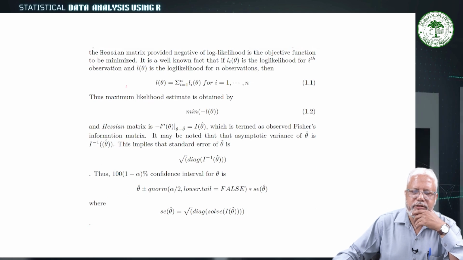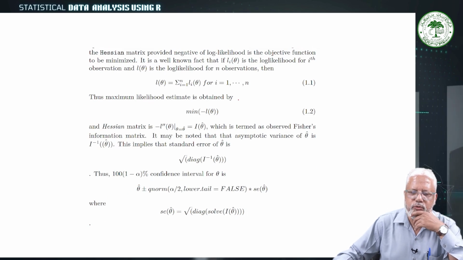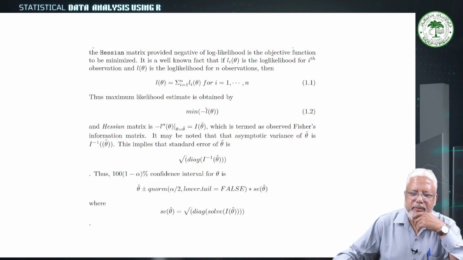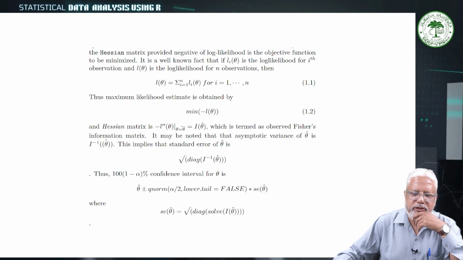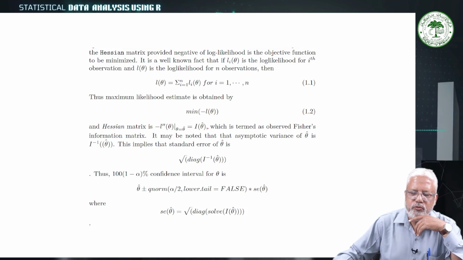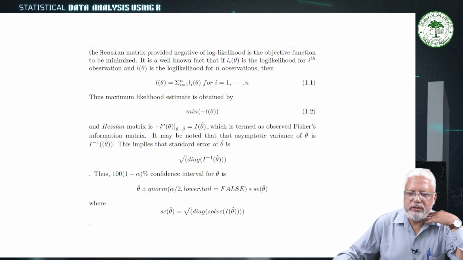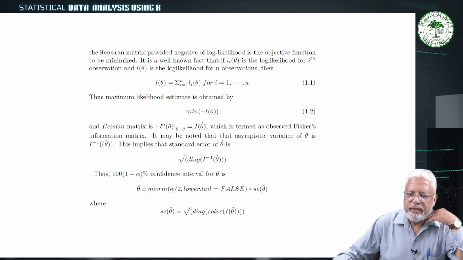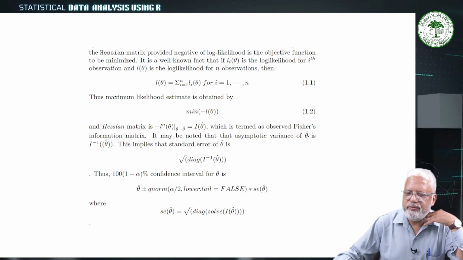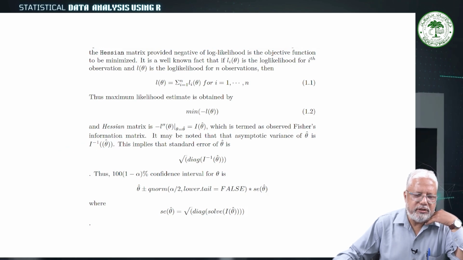Here L theta is the likelihood function. The maximum likelihood estimate is obtained by minimizing minus L theta, and the Hessian matrix is minus L double dash theta, which is equal to Fisher's information matrix, termed Fisher's observed information matrix. It may be noted that the asymptotic variance of theta hat is I inverse theta hat.